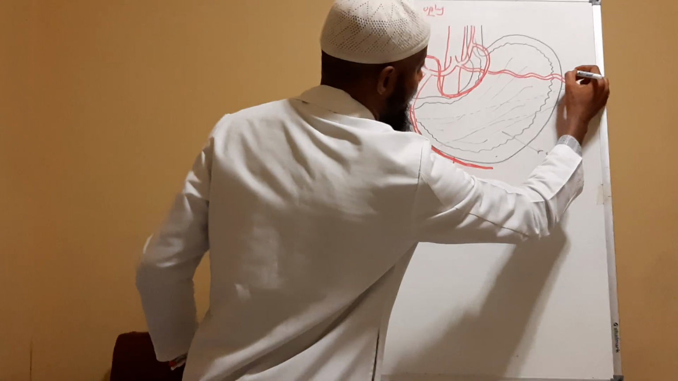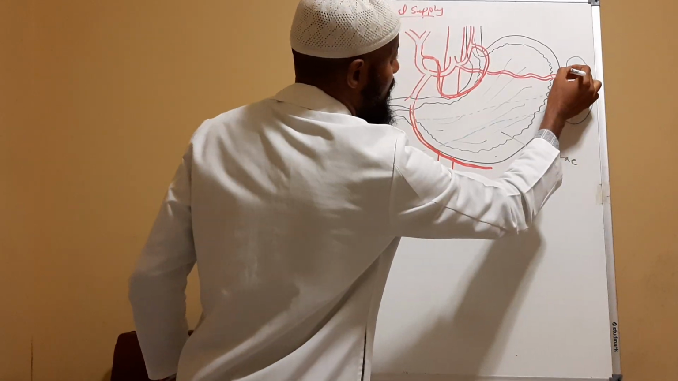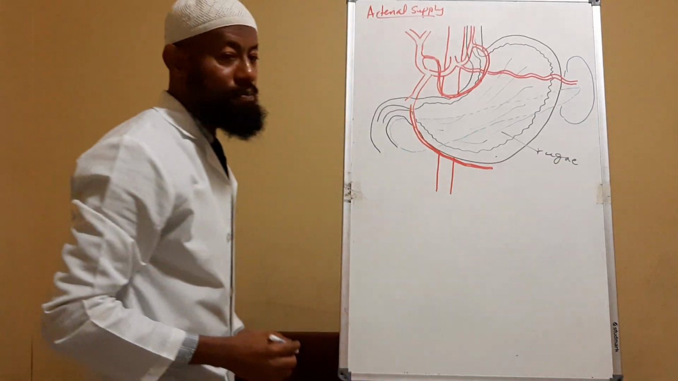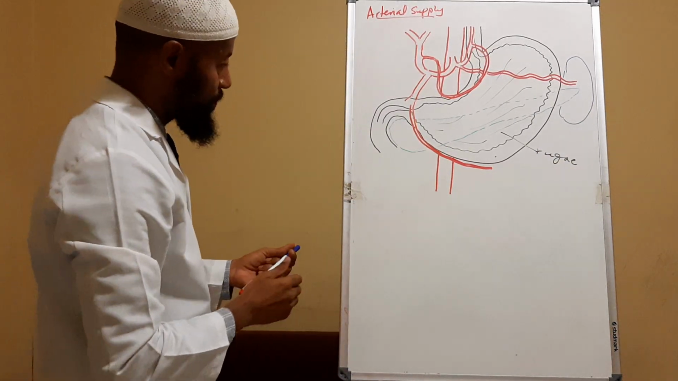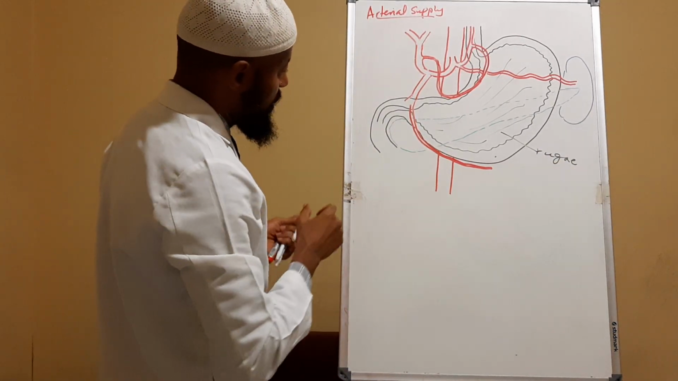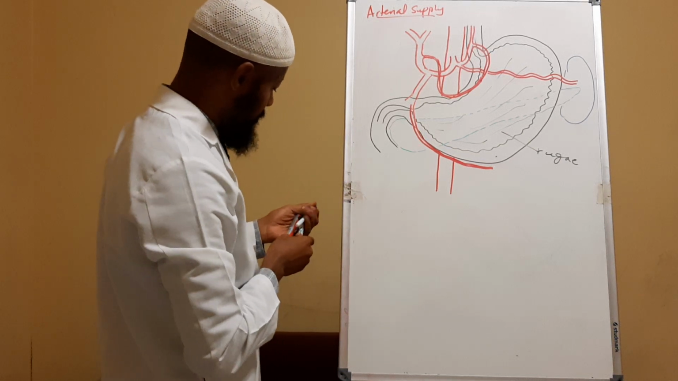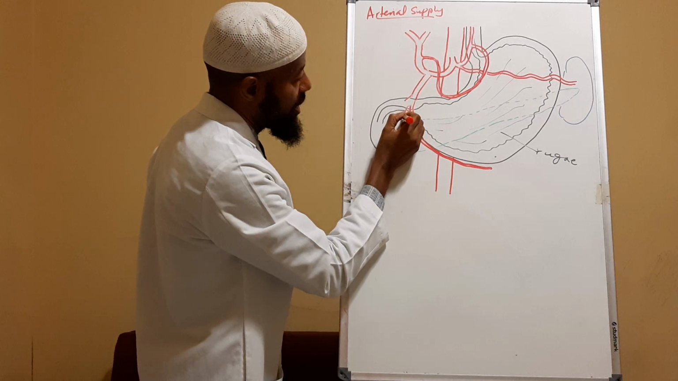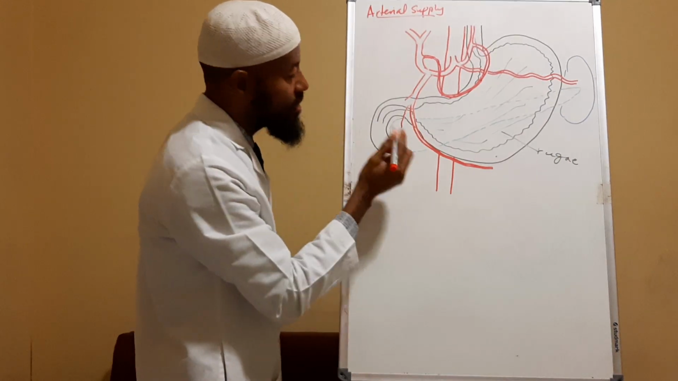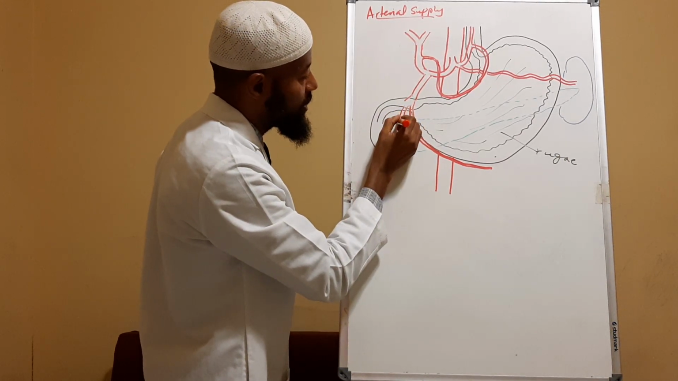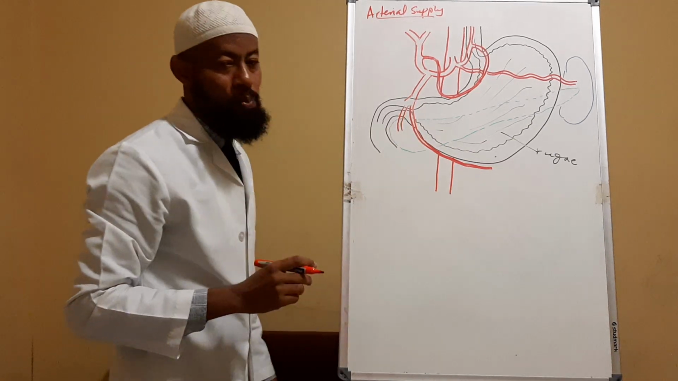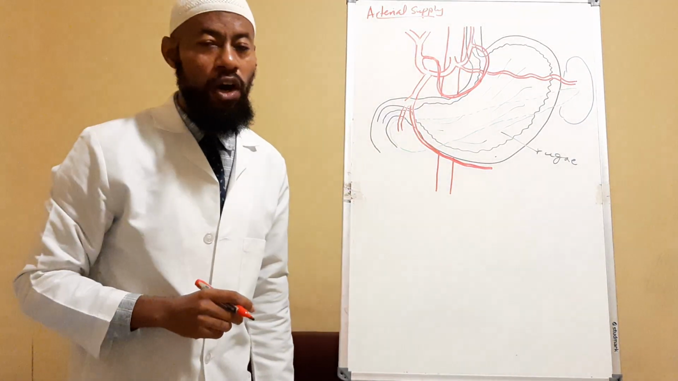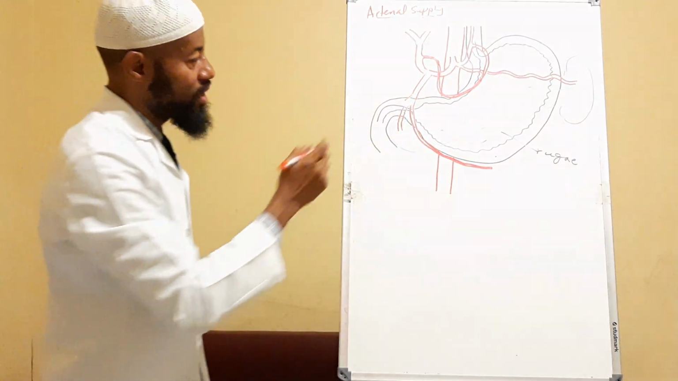And of course you have, that's the spleen. Okay? Now this artery is going to drop down here and begin to supply the head of the pancreas and some part of the duodenum. That is the superior pancreaticoduodenal artery.